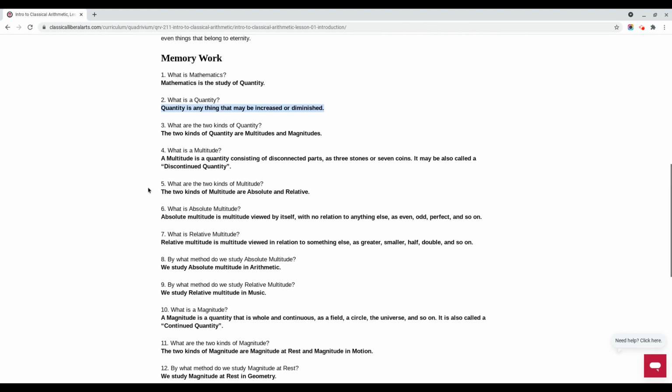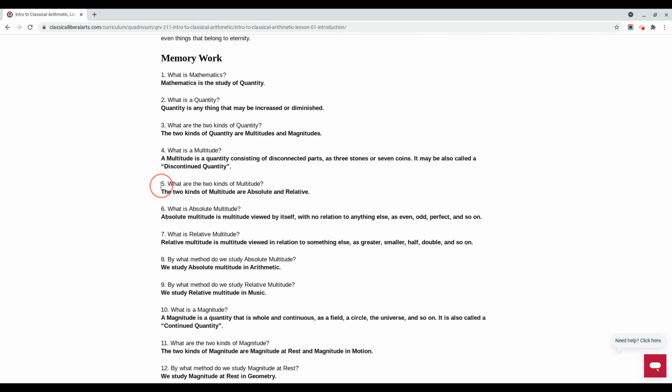Let's just read through the rest of these memory work questions for the sake of this tutorial video. Question number 3. What are the 2 kinds of quantity? The 2 kinds of quantity are multitudes and magnitudes. Question 4. What is a multitude? A multitude is a quantity consisting of disconnected parts, as 3 stones or 7 coins. It may be also called a discontinued quantity.